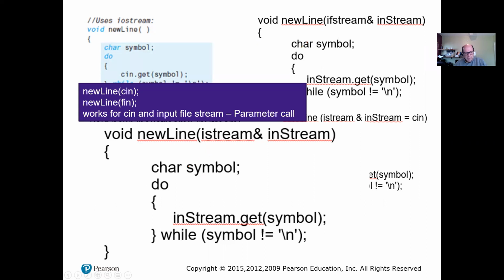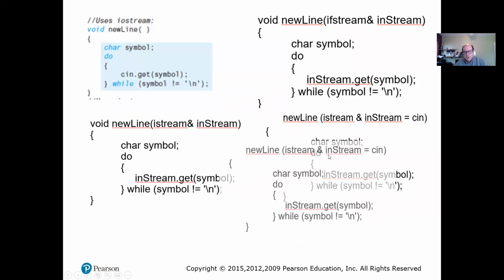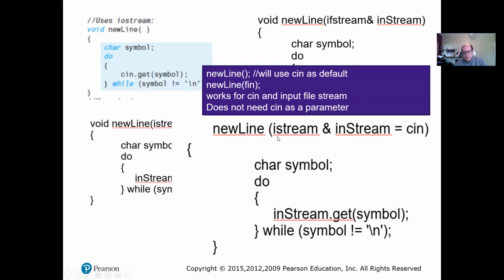Now, the next one is this one. So not only are we going to use istream, we're going to have a default value for cin. So if I have a default value for cin, I can call this function with no parameter, and it's automatically going to use cin. If I put a parameter, it's expecting a file input stream, and that's the way it's going to work. So this is the one with the default value for the parameter.